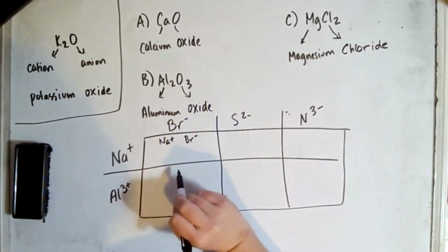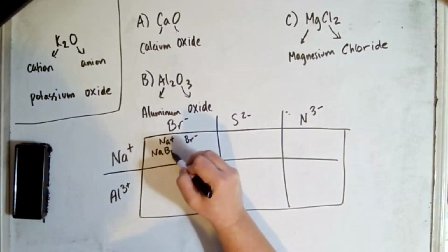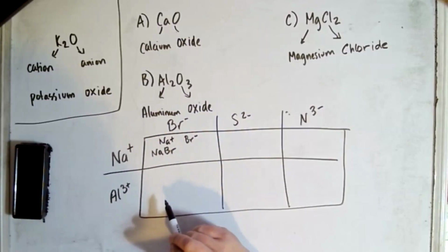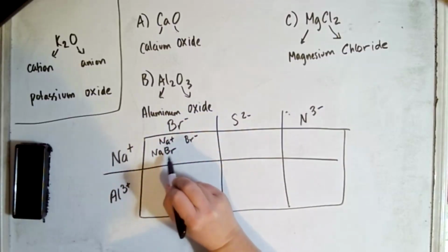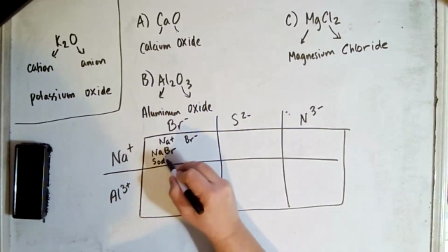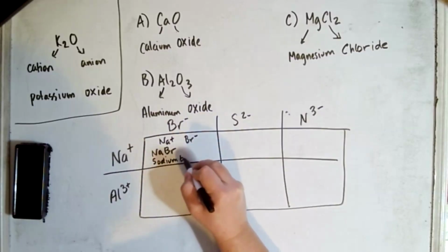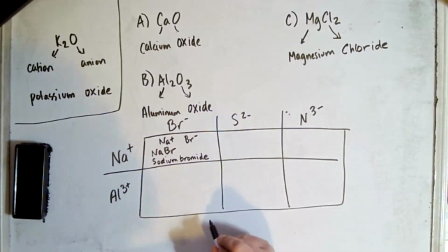So the formula that this would make would be NaBr because they'd combine in a 1-to-1 ratio, +1 -1. And the name for this is going to be sodium bromide because sodium is our cation and our bromide ion is our anion.